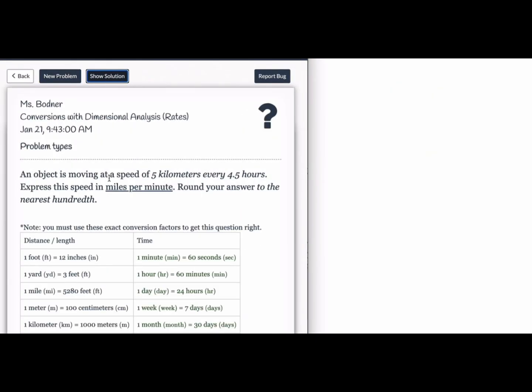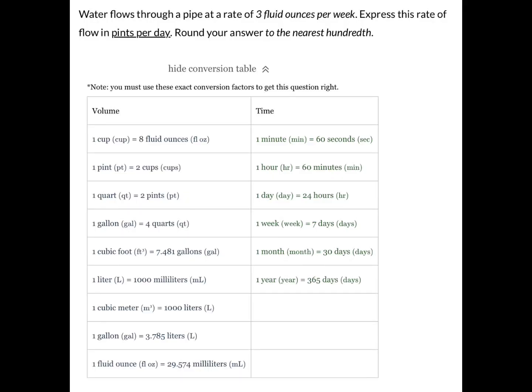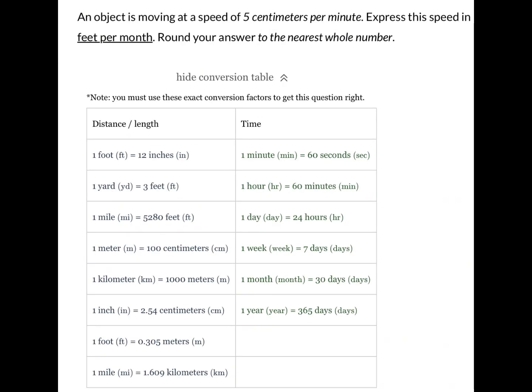An object is moving at a speed of 5. Here are some practice questions to help you study on this topic.